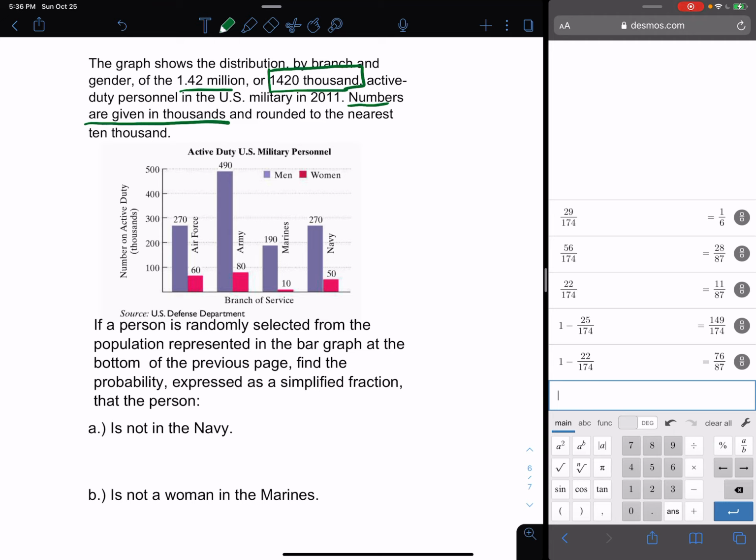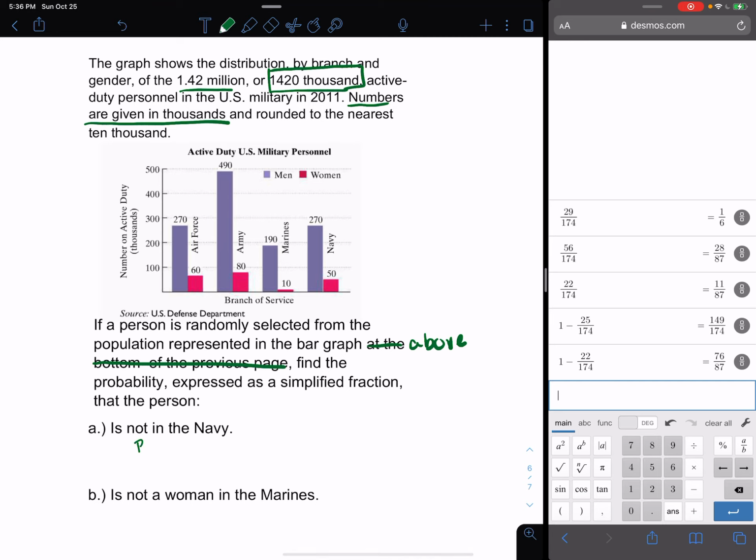So they give us this bar graph where we have the active duty U.S. military. They give us the men with those purple bars, the women with the pink bars, and they have it broken out by branch of service and the number of active duty in thousands. So they ask if a person is randomly selected from the population represented in the bar graph at the bottom of this page, so it's really not at the bottom of the previous page, but above. Find the probability expressed as a simplified fraction that the person is, part A, not in the Navy.